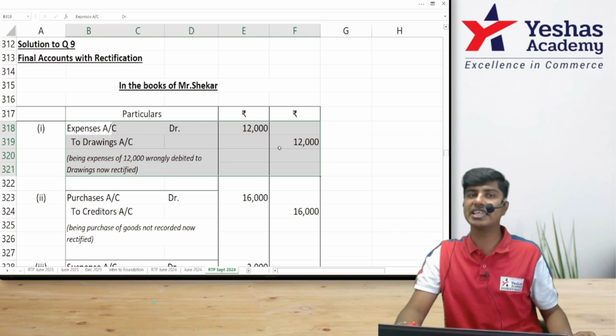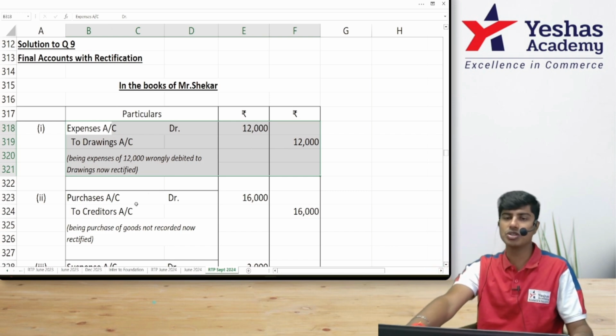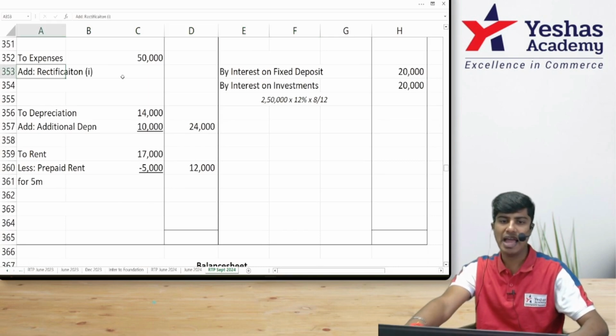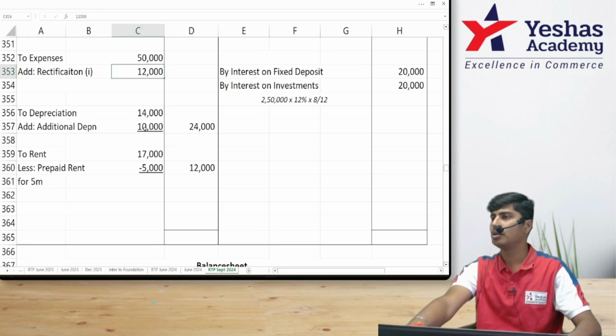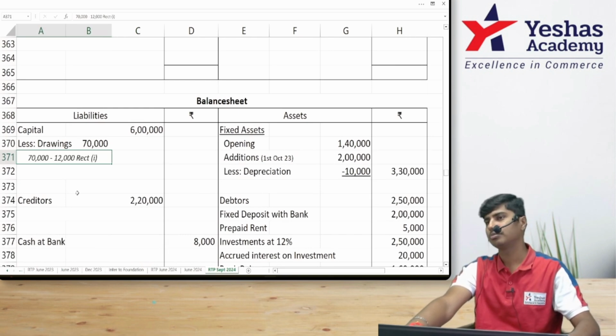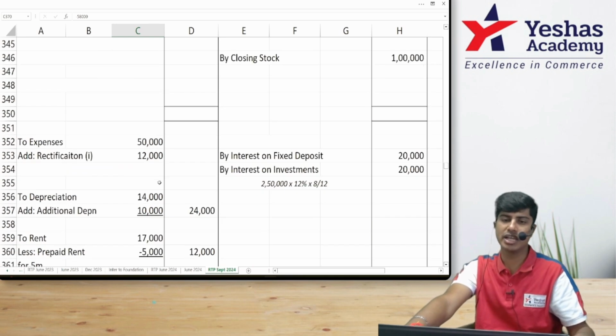I will increase expense by 12 and decrease drawings by 12. Shall I add 12,000 to expenses? Rectification entry number 1. Expenses, add 12,000. Drawings minus 12. From 70,000 I will deduct 12,000. From 70, if I deduct 12, what do I get? 58,000 is my drawings to be adjusted against capital. Understood? First adjustment done. Let's go to the second adjustment.